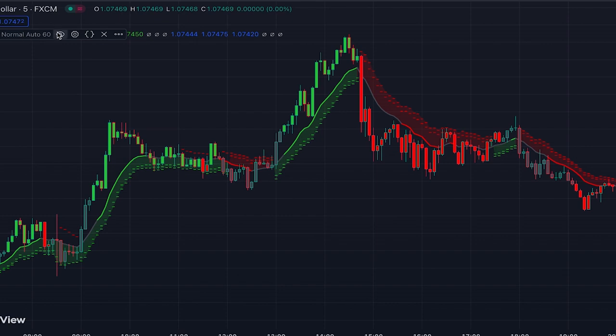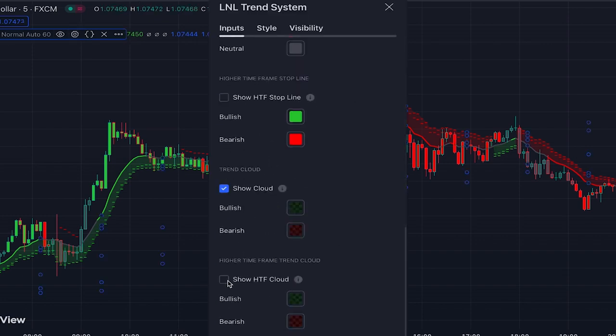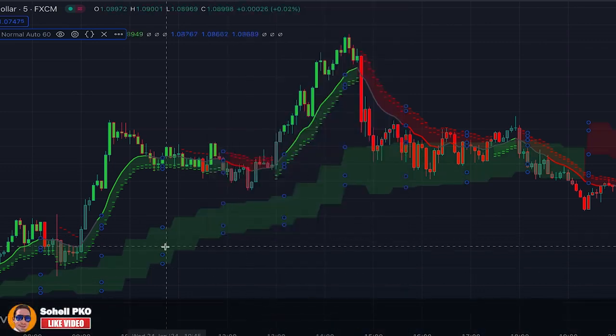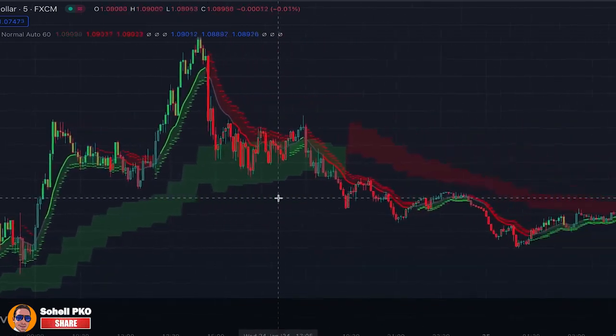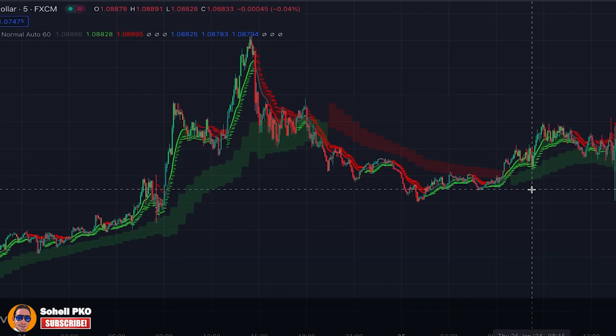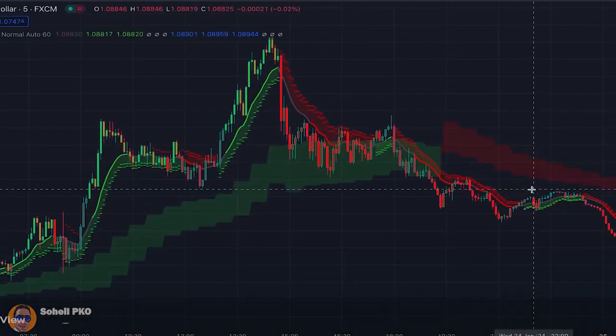There is another component for this indicator, which is the higher time frame cloud, that you can turn on here in the settings, and it's very useful for identifying longer term trend of the market. When it's green, the longer term trend is up, and when it's red, the longer term trend is down. Alright, now let's see how these different components are used together for entering a trade.